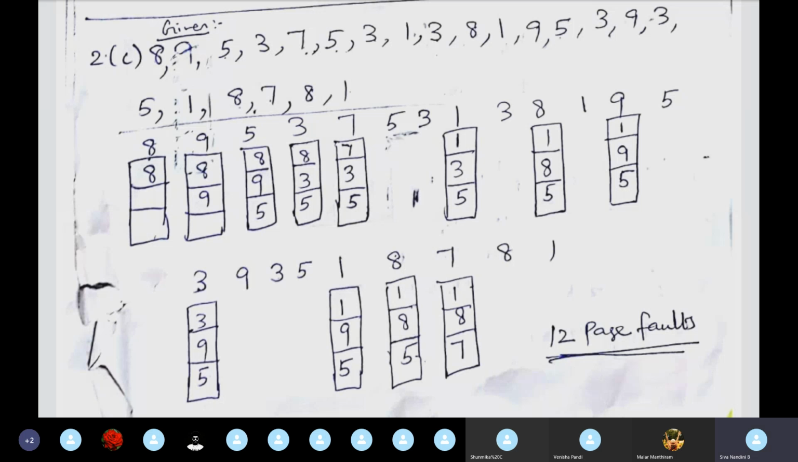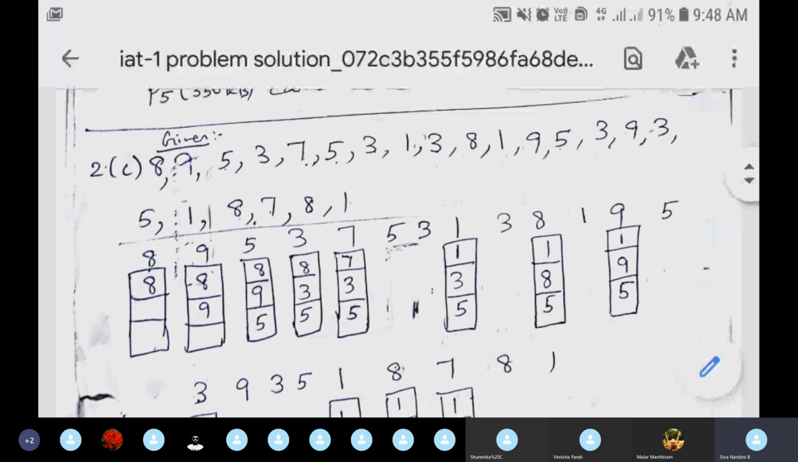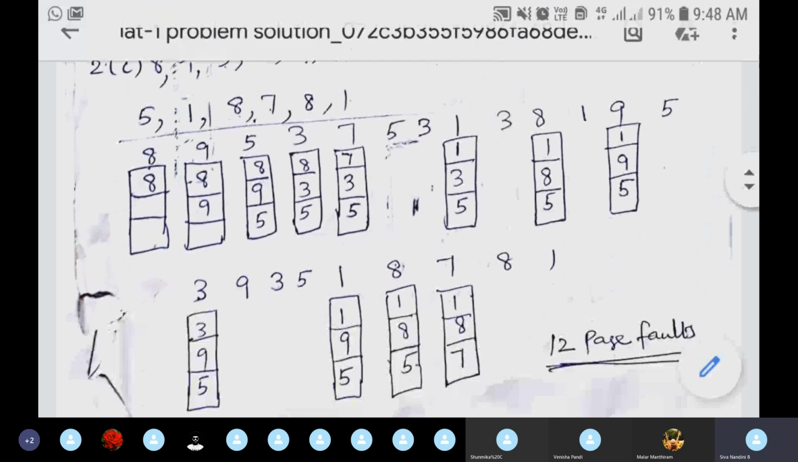Okay, after the 7 in the reference string, I'm having page 8. So this page 8 is already in the frame. So no need for replacement at all. Then after this 8, I'm having page 1 in the reference string. It is also already in the frame. So no need for replacement. So now I can count the number of page faults by the newly framed blocks. If I count like this, I'll be getting 12 page faults. Okay. So I hope now everyone will be clear with this.